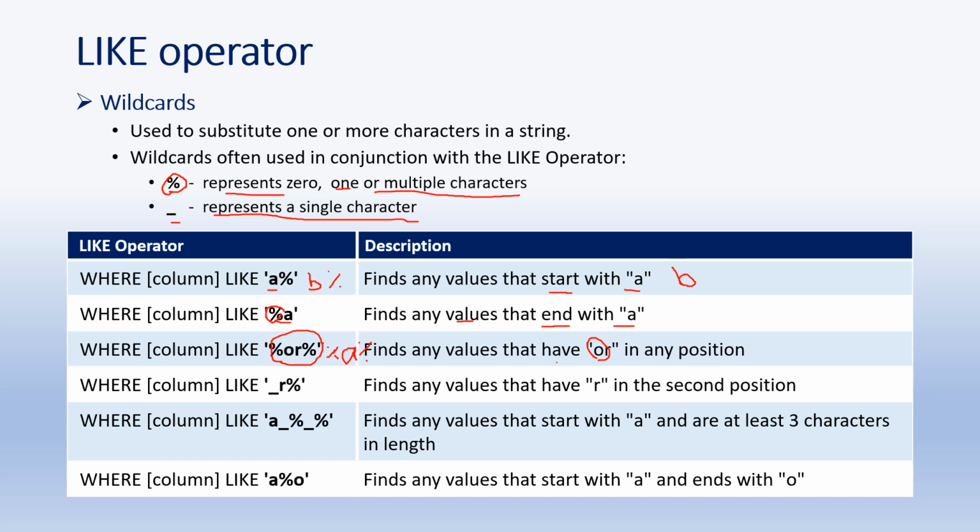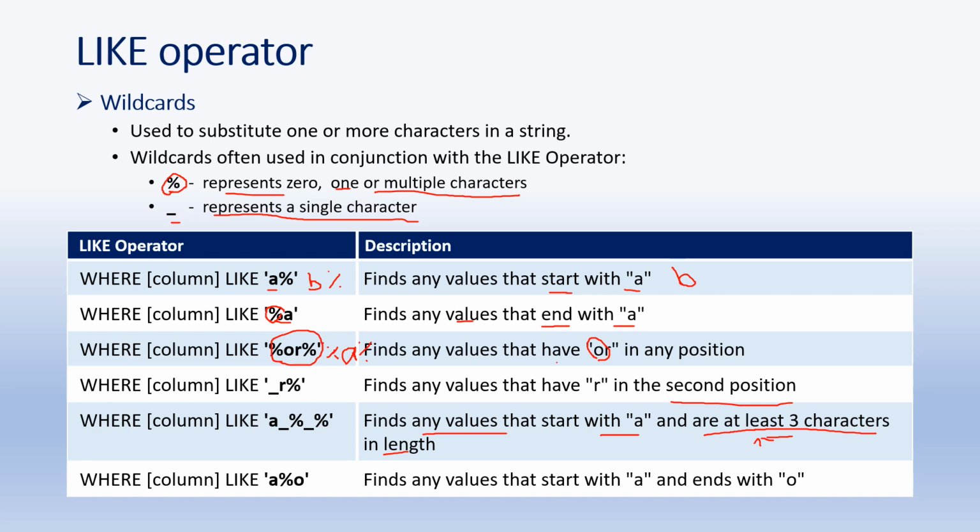For this one, underscore R percentage, it finds any value that has R in the second position. So you see, there's always a letter in front, but it will find R in the second position. For this one, A underscore percentage, it will find any value that starts with A and is at least 3 characters in length. So it can be more than 3 characters, but it has to be at least 3 characters.